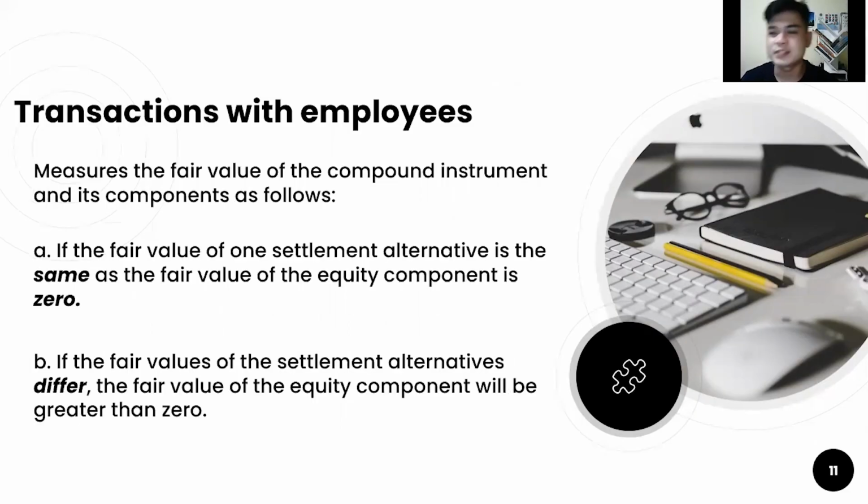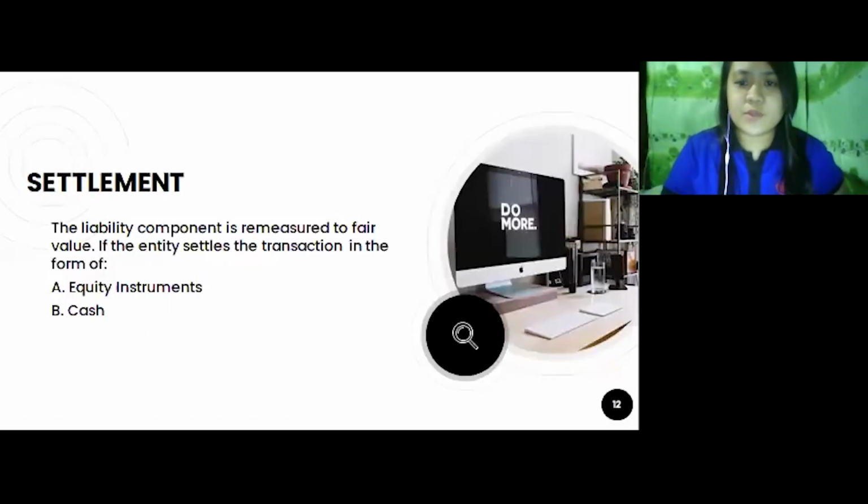Now, punta naman tayo doon sa transactions with employees. The entity measures the fair value of the compound instrument and its components as follows. So, ito yung idea, guys. If the fair value of one settlement alternative is the same as the fair value of the other, the equity component is 0. So, kapag same sila, yung equity component is 0. Now, kapag different, well, dapat greater than 0.